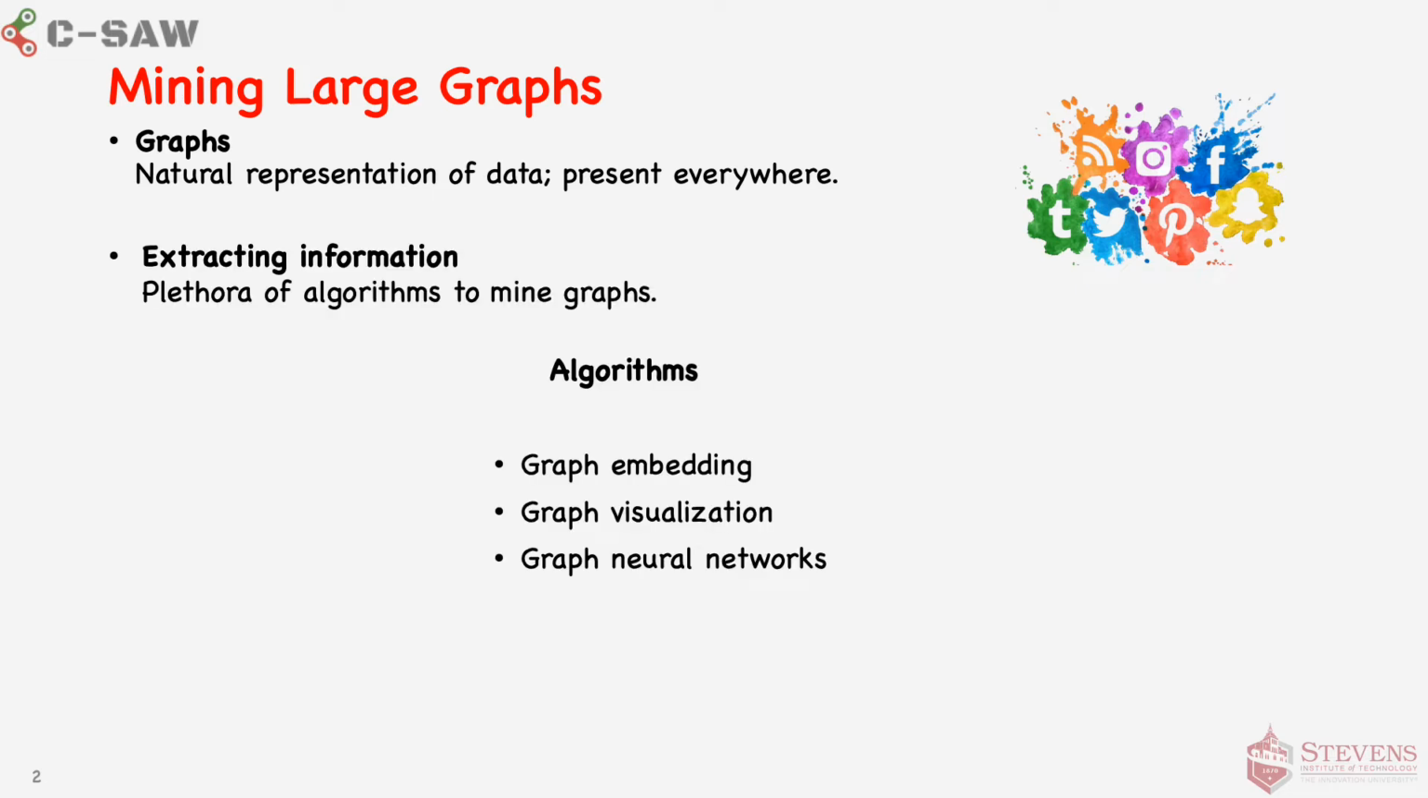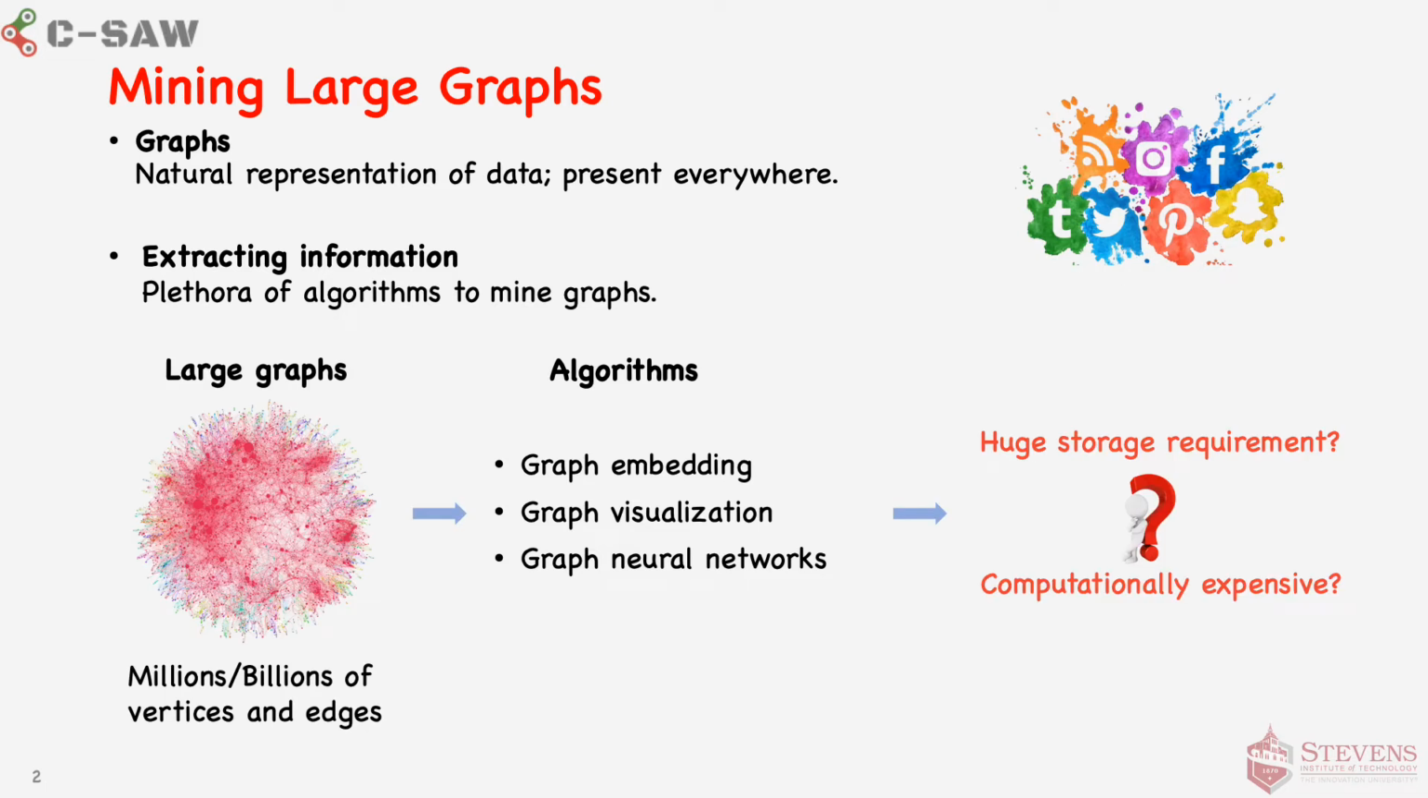A plethora of algorithms exist for mining crucial information from graphs. Generating embeddings, visualization of graph data, and graph neural networks are some example algorithms. Plenty of graph processing algorithms are available which are not listed here. But real world graphs are large, ranging from millions or billions of vertices and edges, and applying these algorithms directly over a large graph incurs huge storage requirements and computational cost. Hence, extracting information from a large graph is challenging.